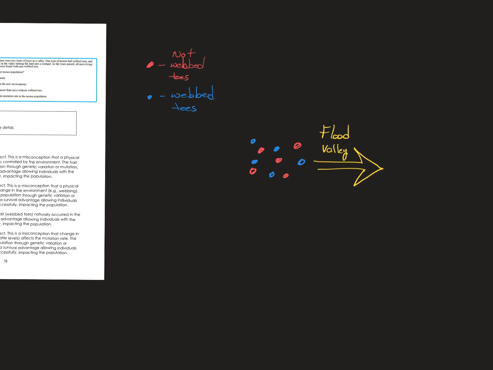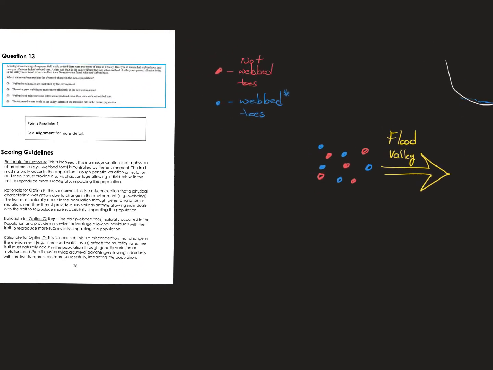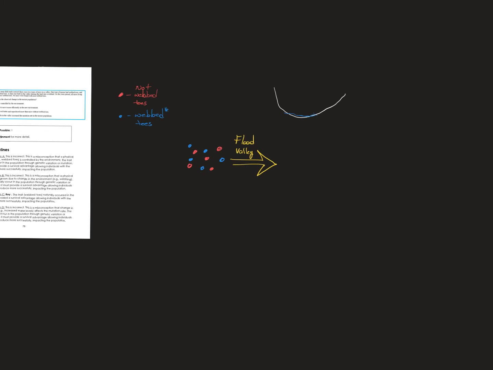So theoretically, what I imagine is that you used to have this valley, and now there's this water in the valley. Creatures have to be able to swim now. Well, who's going to have the advantage? The mice without webbed toes or mice with webbed toes? Mice with webbed toes can swim really well, or at least better than the not webbed toes, probably. Those that don't have webbed toes, well, they're likely going to die.